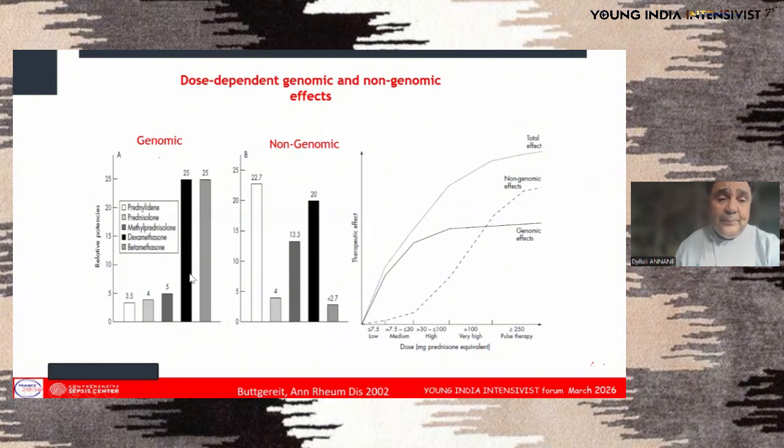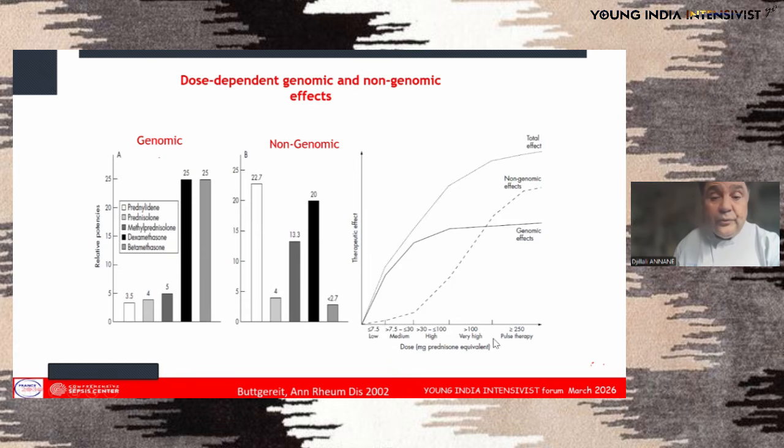And one can see that, for example, here in the black box, dexamethasone has a 25-fold higher genomic effect than hydrocortisone, the same for betamethasone. And when one looks at the non-genomic effects, one can see that betamethasone has almost no non-genomic effect as compared to dexamethasone or even to methylprednisolone. So very important to know that betamethasone and dexamethasone are equivalent in terms of glucocorticoid activity. Betamethasone has almost no non-genomic effects.